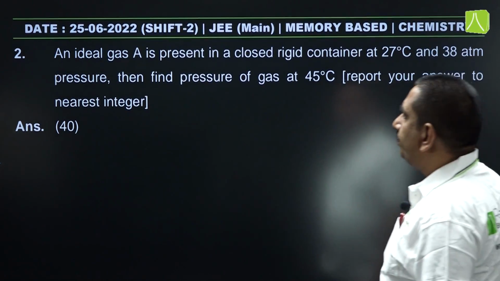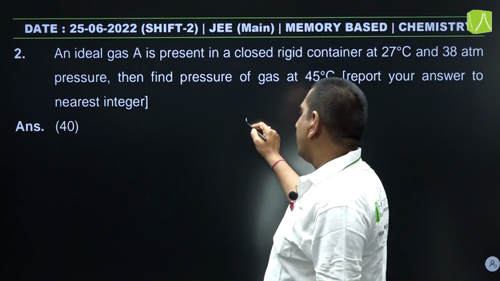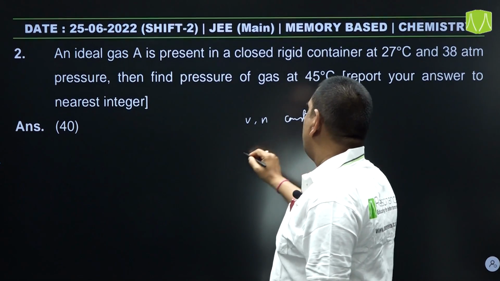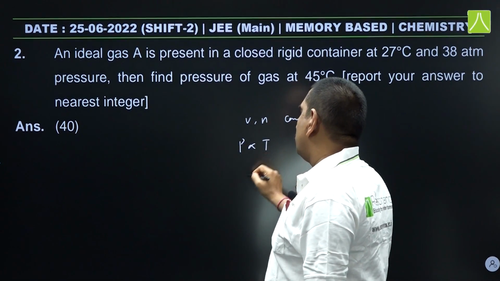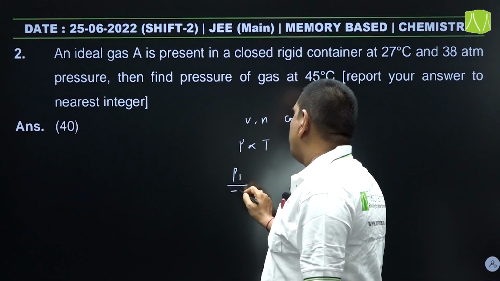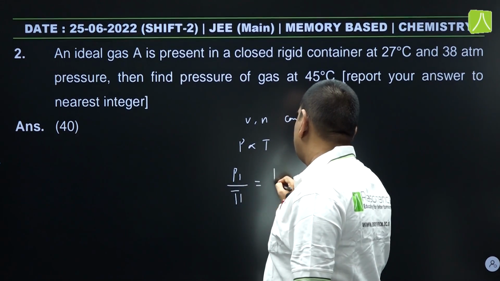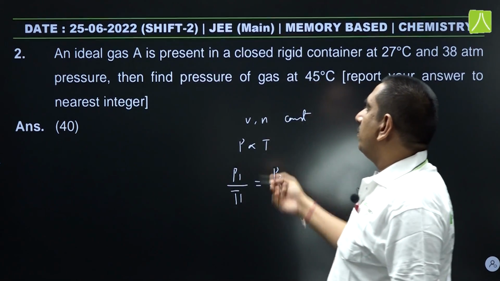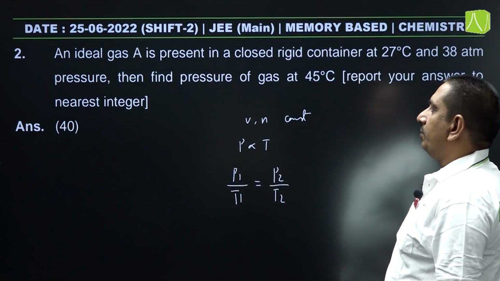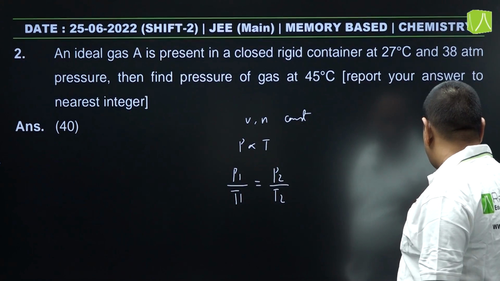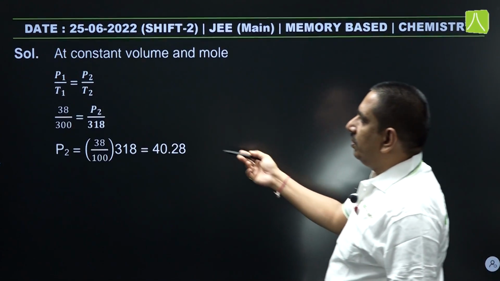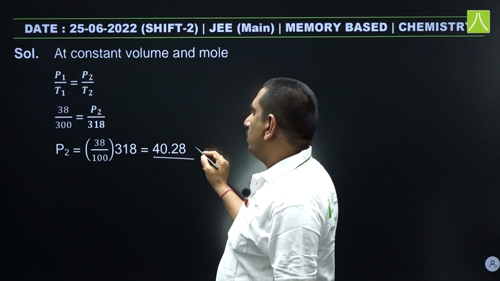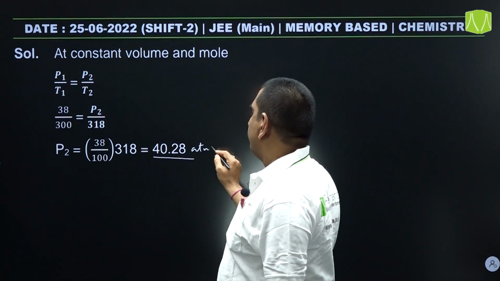And here volume is constant and number of moles are constant, then P is directly proportional to T. By substituting the data given, we can calculate final pressure at 45 degrees Celsius. So, on substituting the data, you will get the final pressure as 40.28 atm.